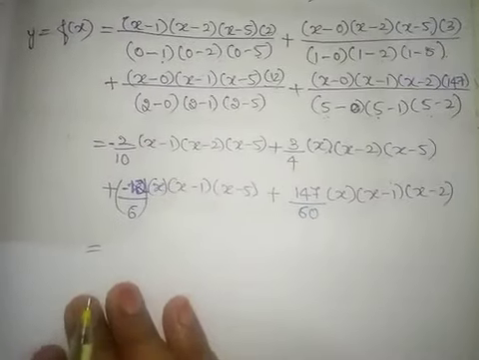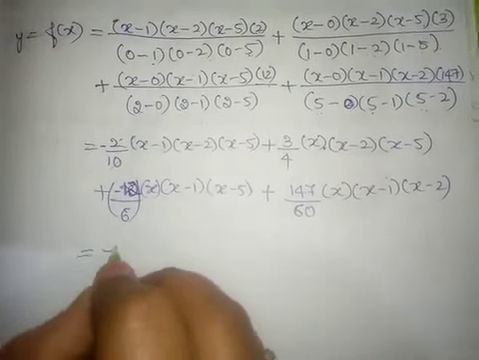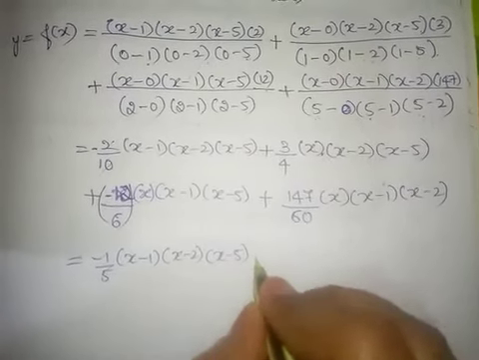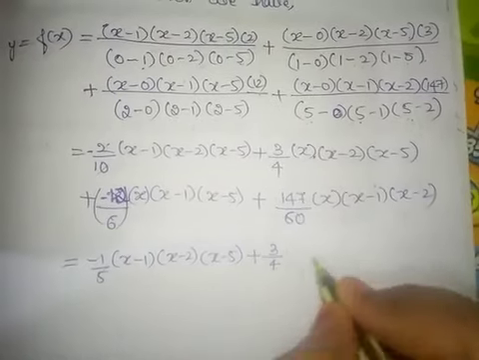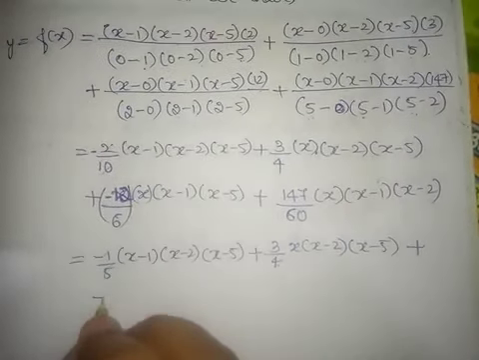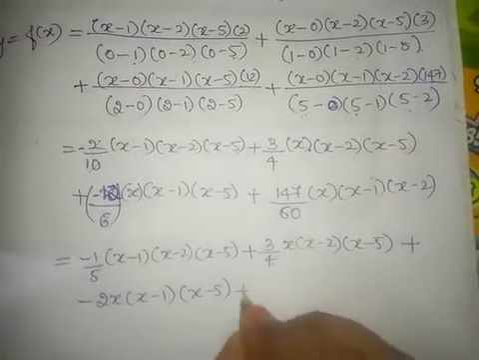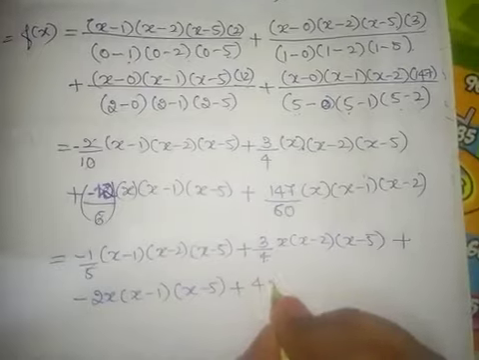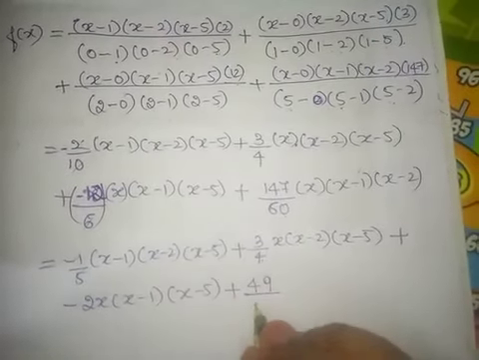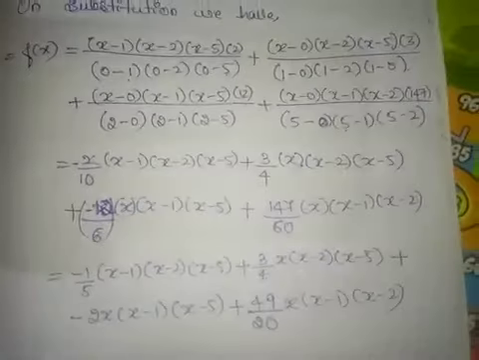Which is equal to, here we have minus 1 by 5, x minus 1, x minus 2, x minus 5, plus 3 by 4, x into x minus 2, x minus 5, plus minus 2 into x minus 1, x minus 5, plus here divide this by 3, you will get 49 divided by 20 into x into x minus 1, x minus 2.